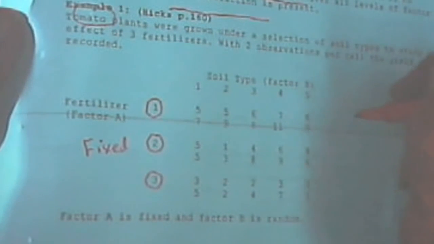So the fertilizer is a fixed effect. We only have 3 fertilizers that we want to test. These 3 are not a random sample from some bigger population of fertilizers. They're just 3. Factor B, however, is viewed as random. The soil types are the places where they planted the tomato plants, and that was just a random selection from the available land that we were working with. So A is fixed and B is random.